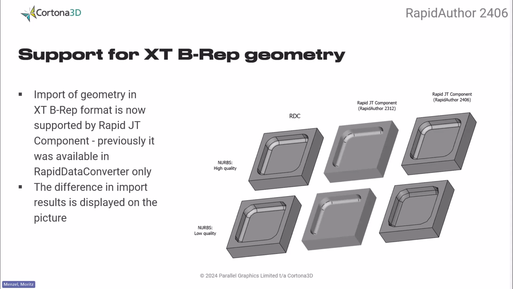In the middle, we see the results of an import with RapidJT component in the previous version of RapidAuthor. And on the right, you can see the much improved results with 24.06, which is now very similar to the quality we get with Rapid Data Converter.